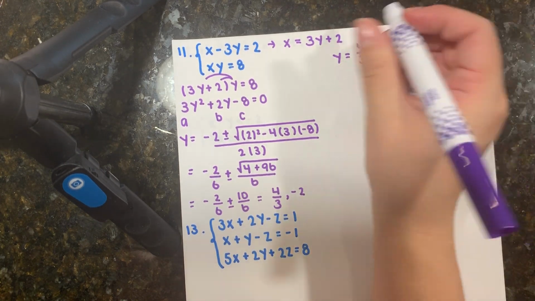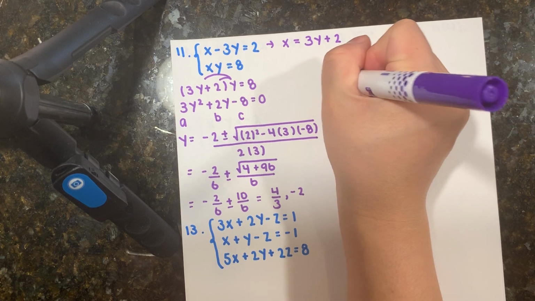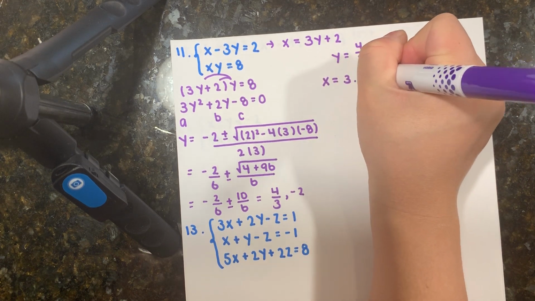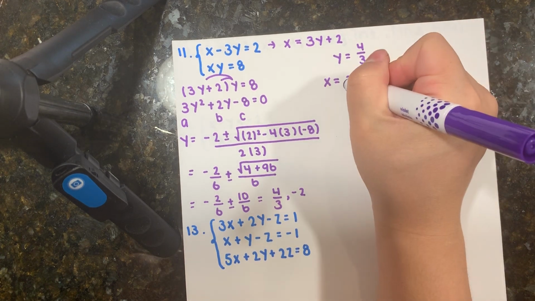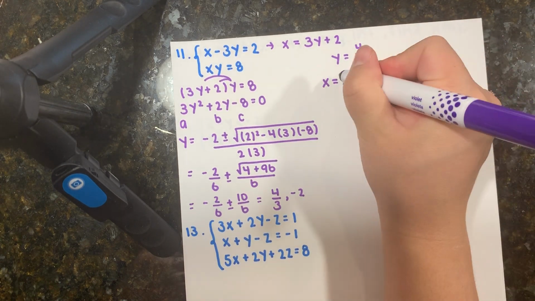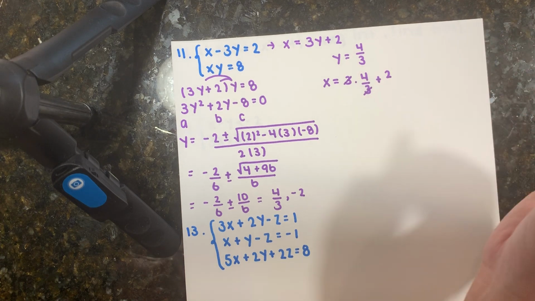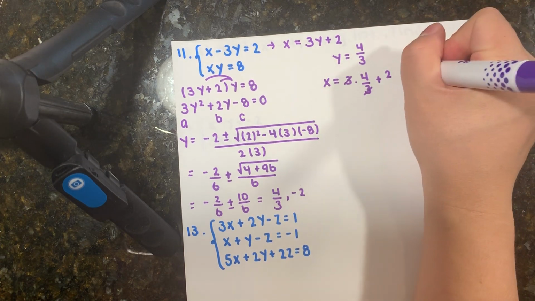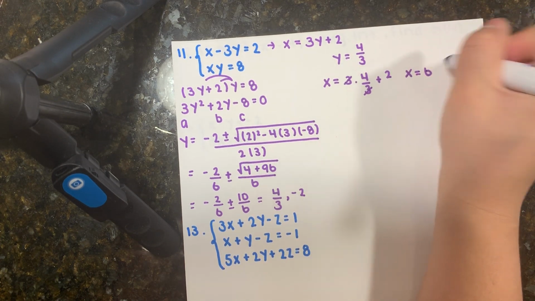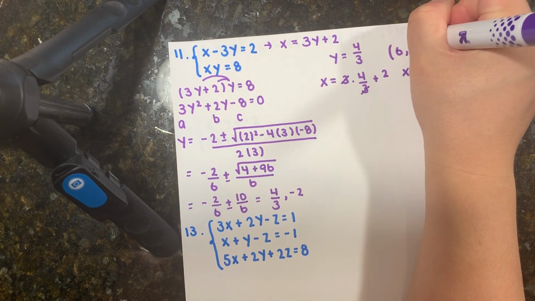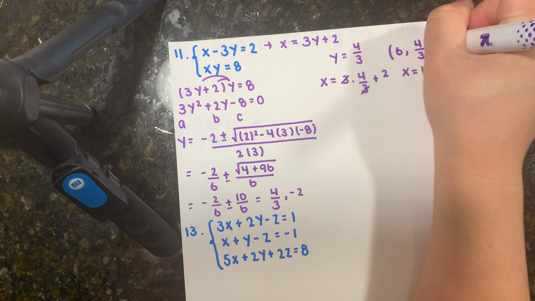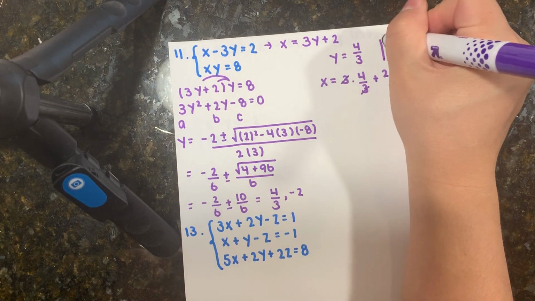I'm going to take that 4/3 and plug it into this equation. That would be 3 times 4/3 plus 2. Notice that the 3's do cancel, so really I'm left with x is equal to 4 plus 2, which is 6. So x would be equal to 6. So if my x is 6, then my y is 4/3. And that's going to be your first answer.